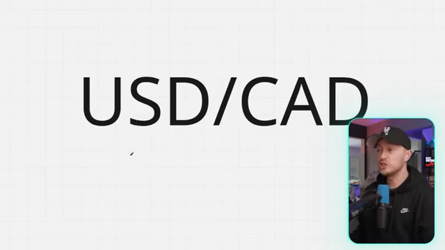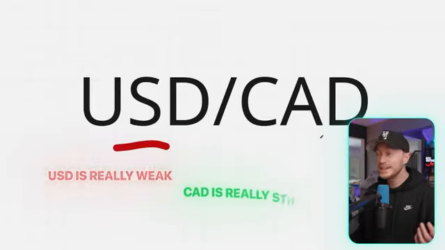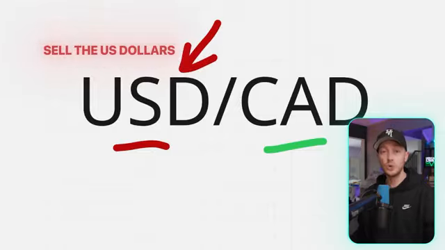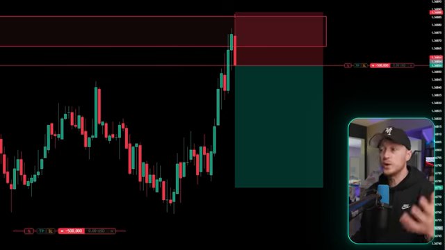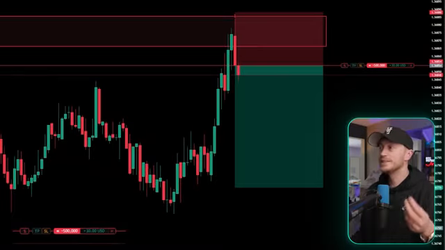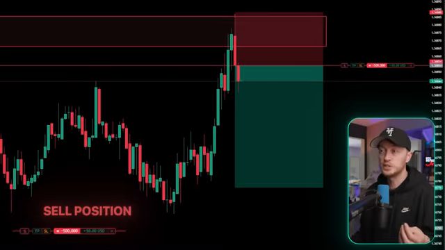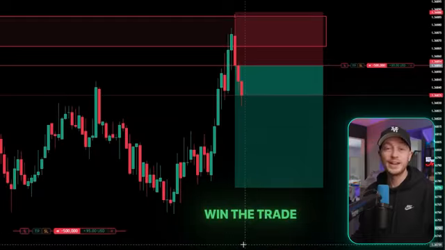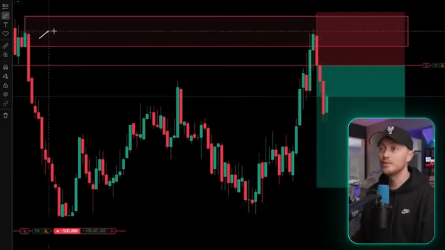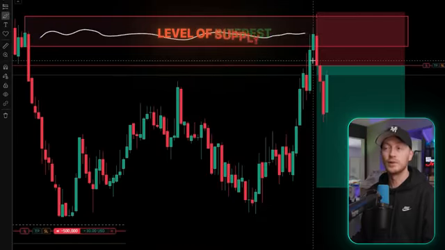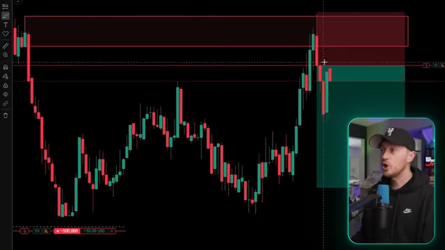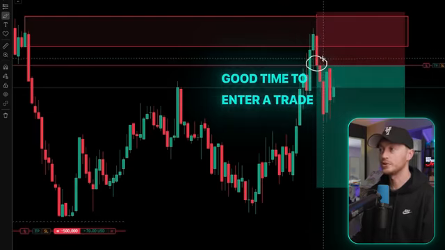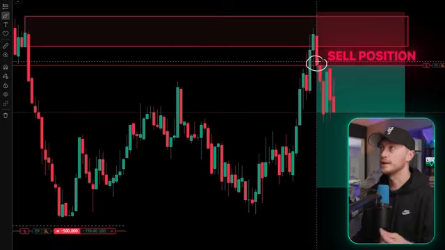Now, let's say I think the US dollar is really weak and the Canadian dollar is really strong. Well, then in that case, I want to sell the US dollar. So I'm on the same US dollar Canadian dollar chart, but this time I'm doing a sell position. So if price comes to the bottom right here, I win my trade. And on this trade, I had a level of interest right there, a level of supply. When price reacted off of that level well, I thought it was a good time to enter a trade, so I entered my sell position from right there.